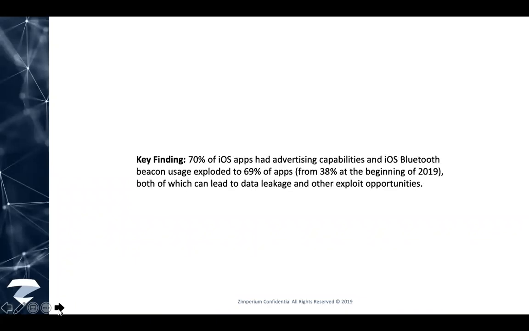I talked about security and privacy risks. Here are some examples. 70% of iOS apps have advertising capabilities, and Bluetooth beacon usage, local advertising capabilities, went from 38% to 69%. Now, you might say, well, why are those risks? Well, anything that has advertising capability is potentially sending sensitive data someplace, exposing people from a privacy standpoint. And the same thing with the Bluetooth beacon, because as the Bluetooth beacon is coming up, it is sending some information out in clear text, and it's connecting to things around it.